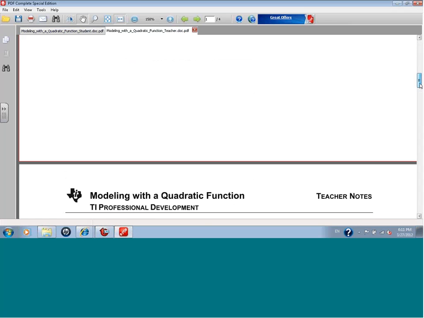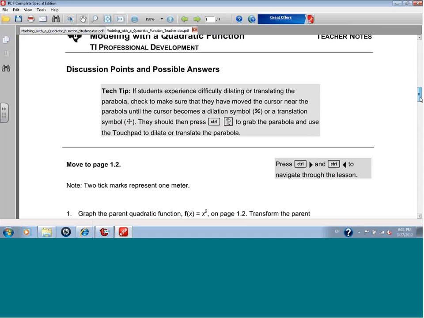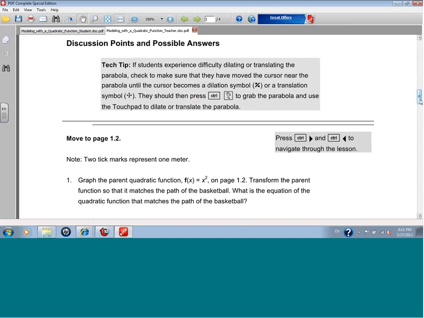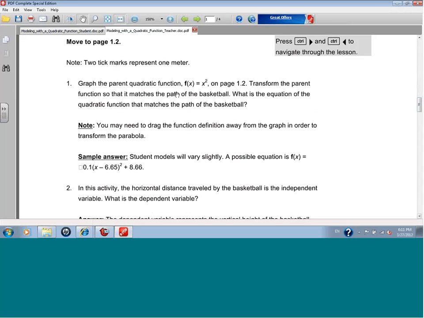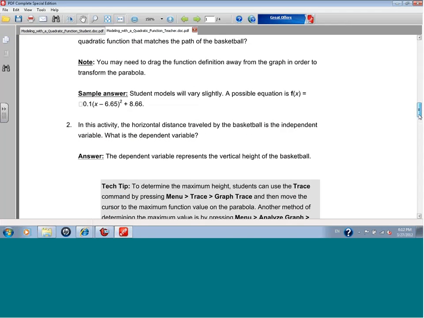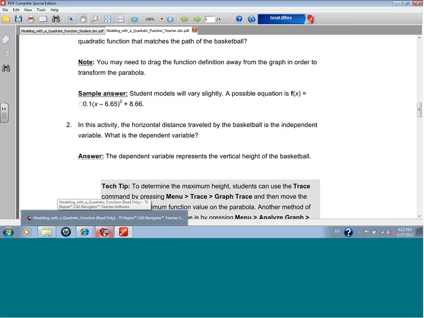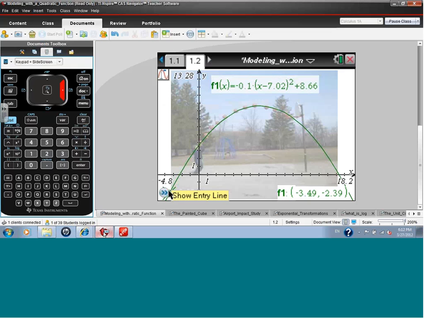different standards. And then down below, we've got some tech tips that might be helpful for the teacher to point out to students. And then here, the same instructions that the student sees, but also some sample answers. So the teacher document has some solutions and possible answers that students might come up with. So I don't think we'll show too many more of these documents, but just wanted you all to know that with each of these TI-Nspire activities that we're doing, there's lots of documentation in the form of PDF documents and Word documents for both the student and for the teacher.